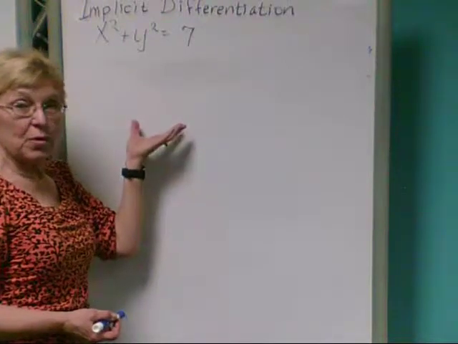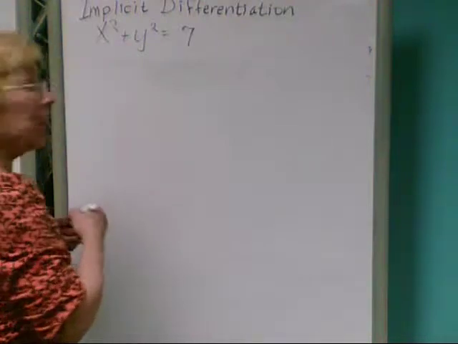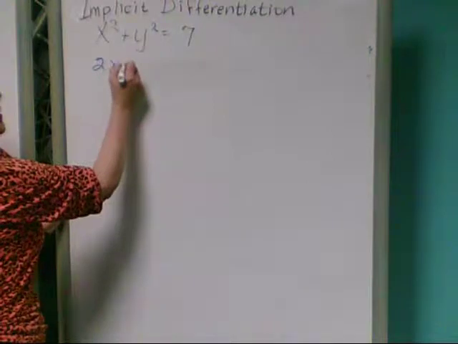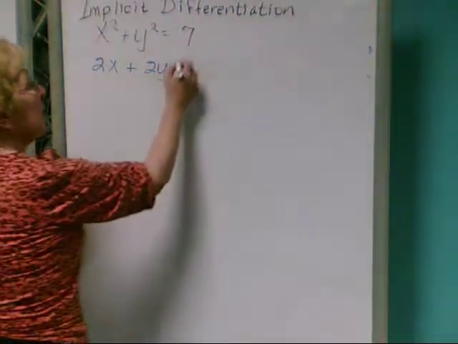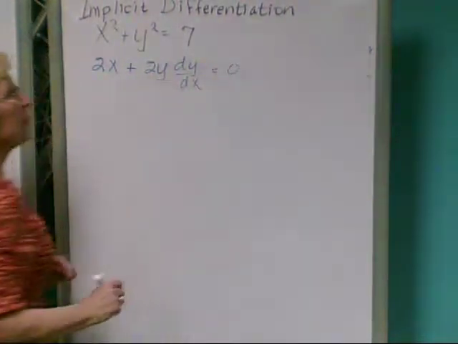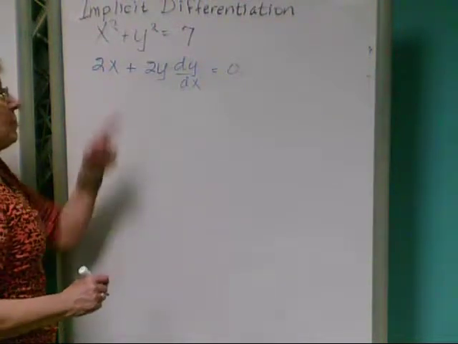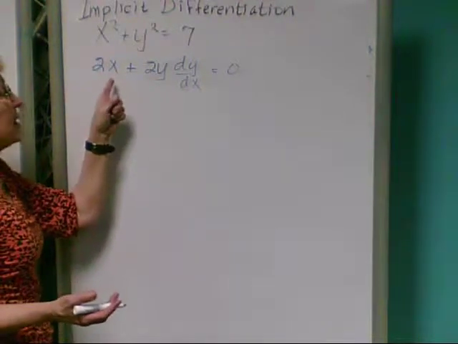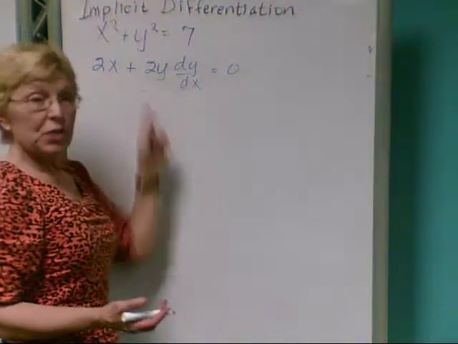We're going to use the Leibniz notation to keep everything straight. And what we're going to do is differentiate both sides. So 2x plus 2y, and this is the new part, dy/dx equals 0. Alrighty, where did the dy/dx come from? Maybe there was a dx over here, but that was just 1. So we didn't really write it, but here we need to write it because of chain rule.